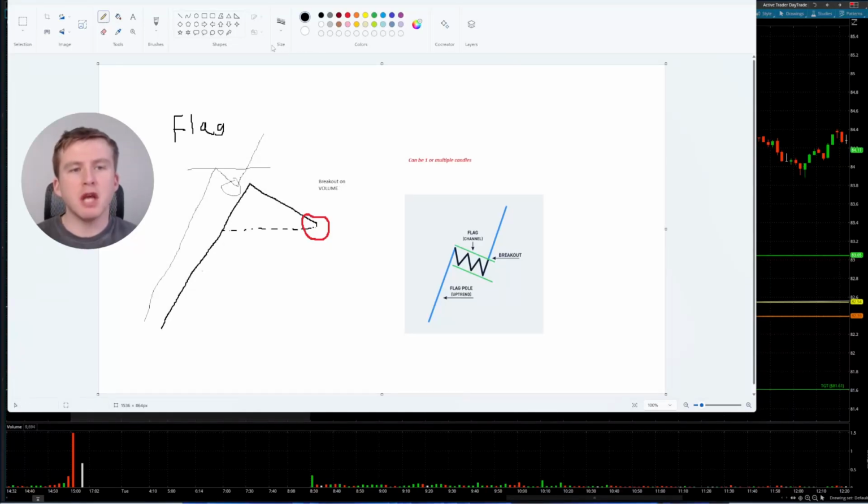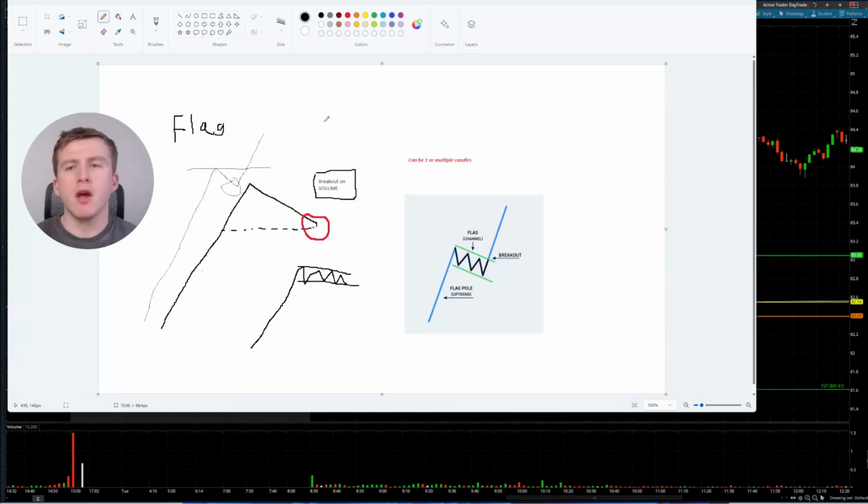So again, the general gist of how this works, and let me just draw it like this. You get an uptrending move here, you get sideways consolidation like such, and you're watching the breakout of this for that move higher. And what do we want to see on that breakout? We want to see volume.